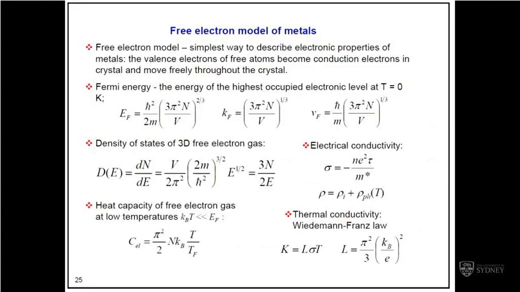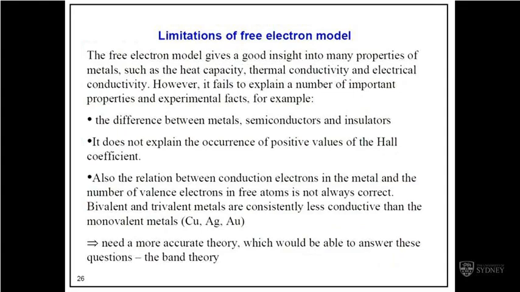Okay. I made a little summary here of some of the main equations, which I won't bother going over, and a description of some of the limitations of the free electron-like model. I won't go over those because you can read them yourself, and I've already mentioned them. So basically, we need a more accurate theory, and we're going to get to that, of course, later on in this course. Band theory.